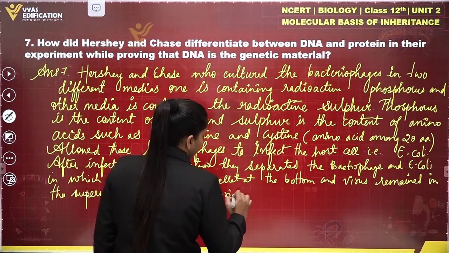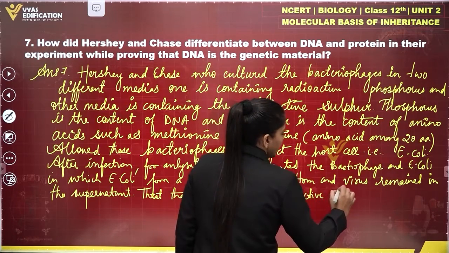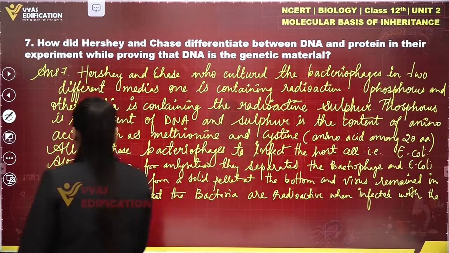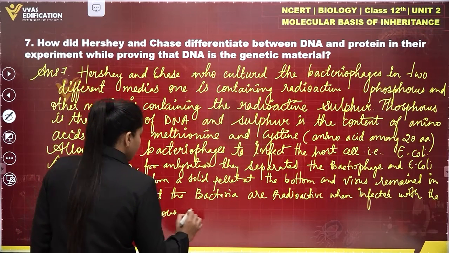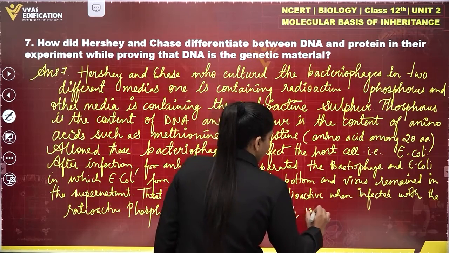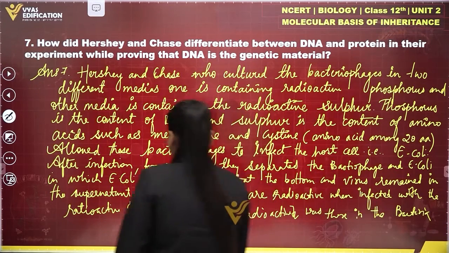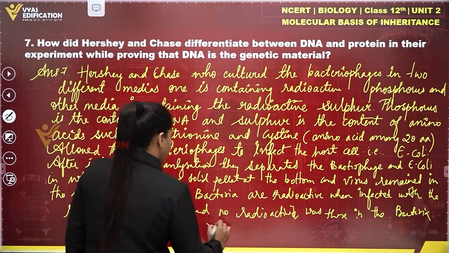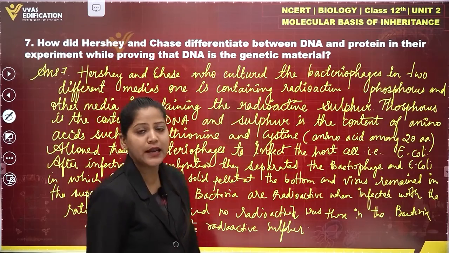Now, after observation, what they found is that the bacteria or host cells are radioactive when infected with the radioactive phosphorus, and no radioactivity was there in the bacteria or host cells when infected with the radioactive sulfur, which proves that DNA is the genetic material.